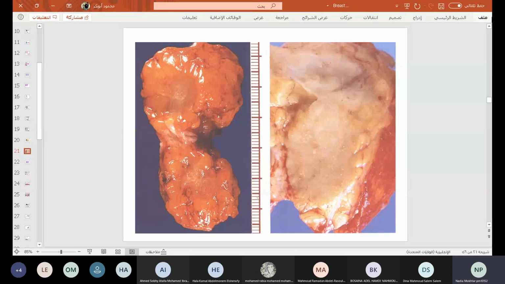Other examples of malignant tumors. Some may be small, some may be very large. But again, they are all non-capsulated and gritty on cut section. Next.